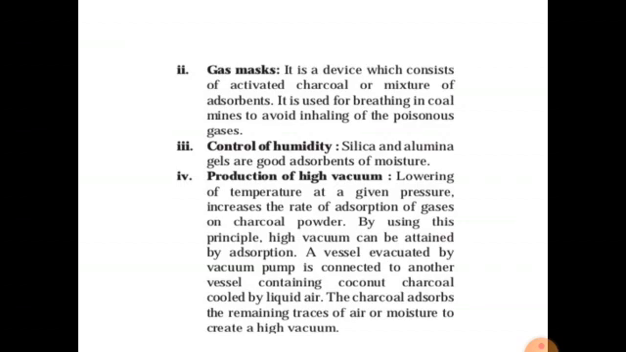Fourth, production of high vacuum. Lowering of temperature at a given pressure increases the rate of adsorption of gases on charcoal powder. By using this principle, high vacuum can be attained by adsorption. A vessel evacuated by a vacuum pump is connected to another vessel containing coconut charcoal cooled by liquid air. The charcoal adsorbs the remaining traces of air or moisture to create a high vacuum.